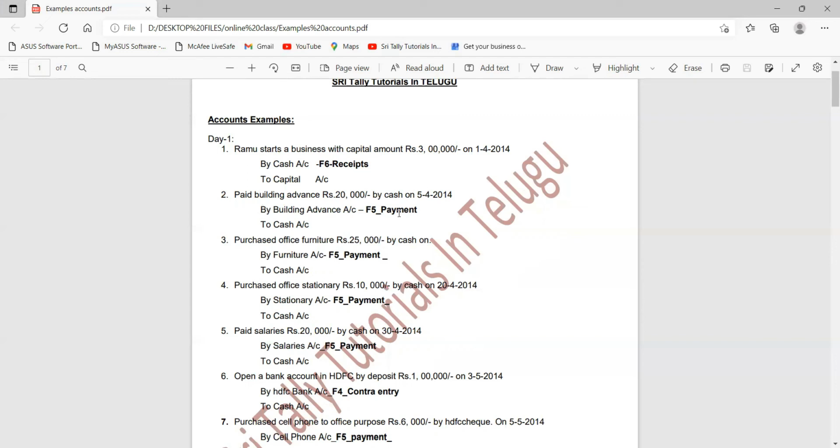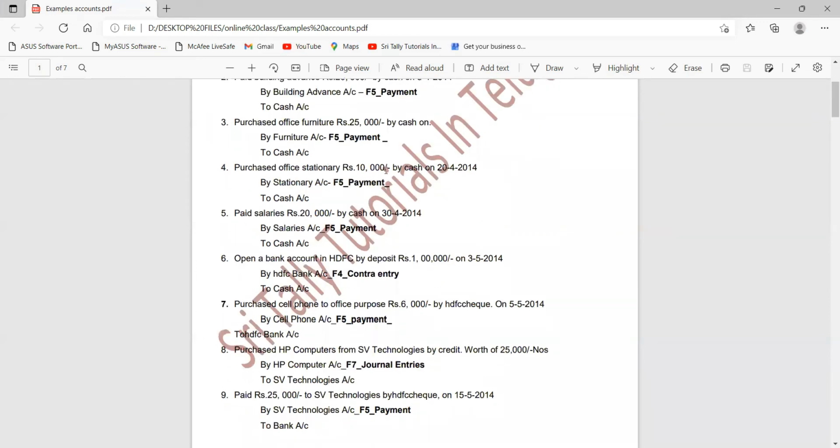Next example, paid building advance by cash. Building advance account debit to cash. Here also we want to create Building Advance. Cash already we have. Purchased office furniture by cash. Furniture account debit to cash. Purchased office stationery rupees 10,000 by cash. Stationery account debit to cash. Paid salaries rupees 20,000 by cash. Salaries account debit to cash. Open a bank account in HDFC Bank rupees 1 lakh. HDFC Bank account debit to cash account.